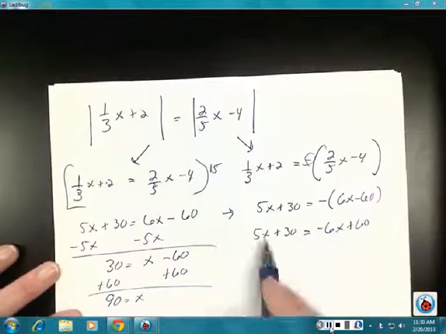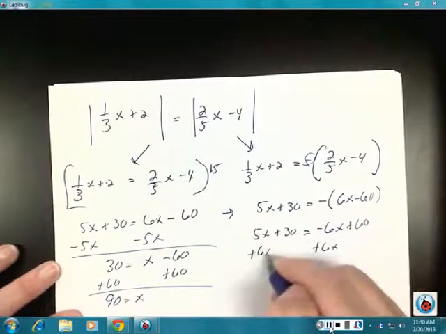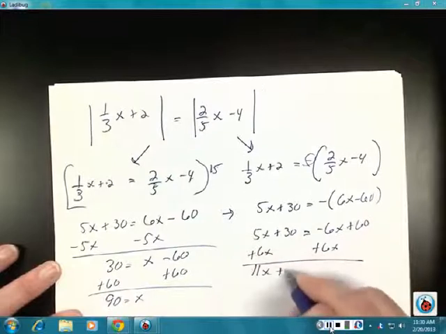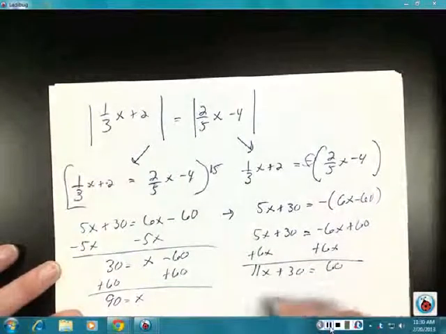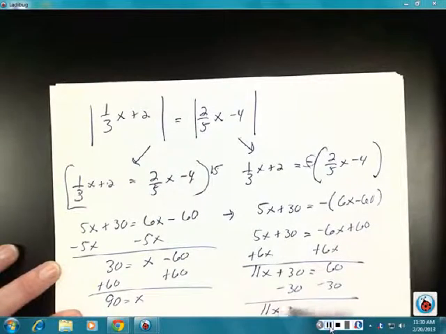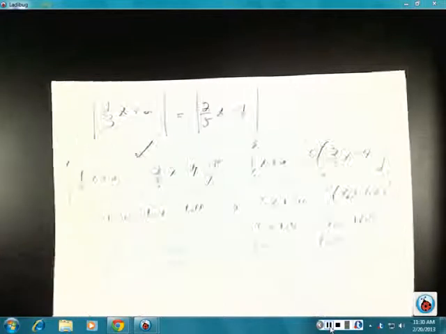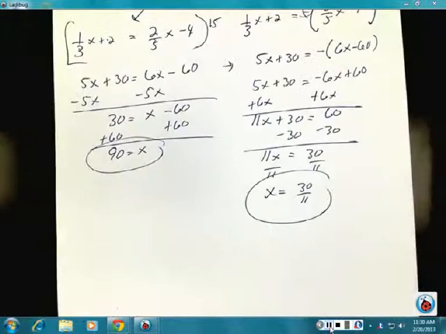And then if I do the other one, add 6x. Gives me 11x plus 30 equals 60 minus 30. 11x is equal to 30. Divide by 11. I find x is equal to 30/11. So there's my two answers. I know today was kind of long, drawn-out stuff, but that's what we have with that.